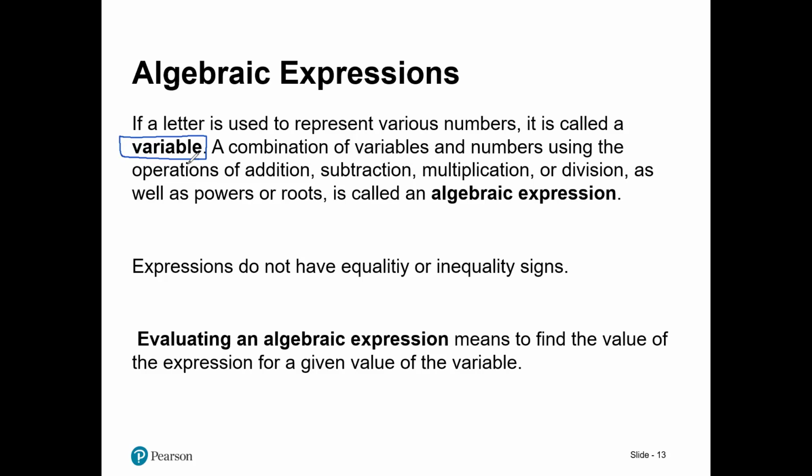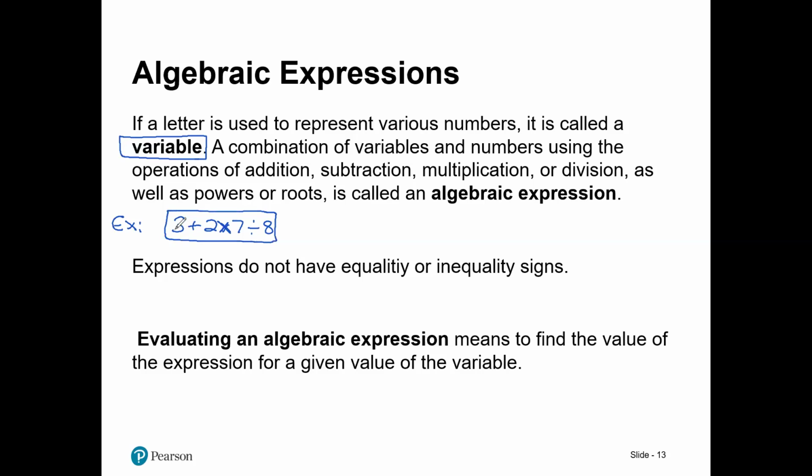But right now, if we have a letter, it's supposed to be representing a variable. It just means that it's a number that can vary and keep changing. A combination of variables and numbers using the operations of addition, subtraction, multiplication, division, powers, roots, absolute values, other things like that, that's called an algebraic expression. So examples of algebraic expressions: 3 plus 2 times 7 divided by 8. I don't know what that is, but that's an algebraic expression.